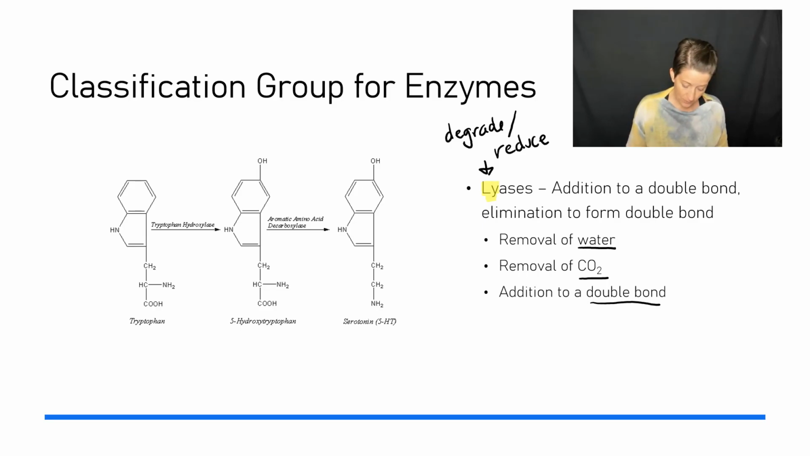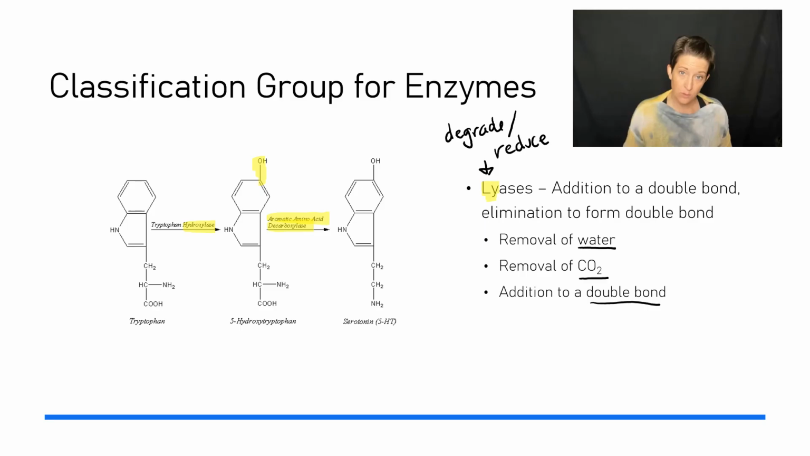In this example, we have tryptophan, which is an amino acid. Not that we need to know this first one, but we can see this hydroxylase adds a hydroxyl group to the tryptophan. We're not talking about that for the lyases, but it's just fun. That's a transferase, in case you're curious, because it's transferring a functional group onto the tryptophan. All right, what I wanted to talk about was this aromatic amino acid decarboxylase.